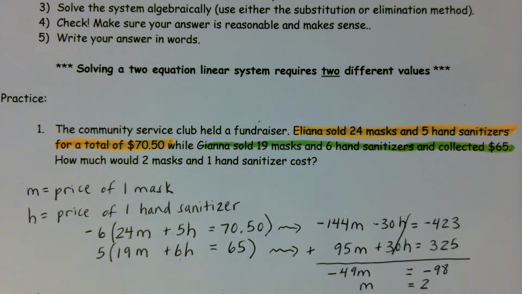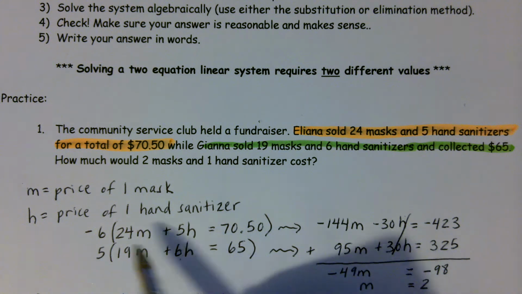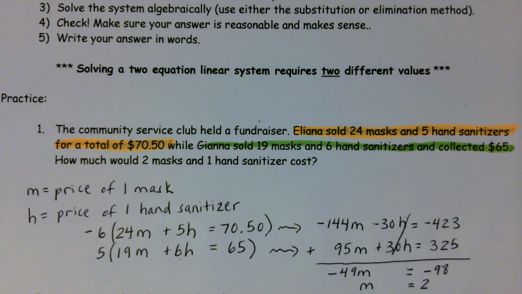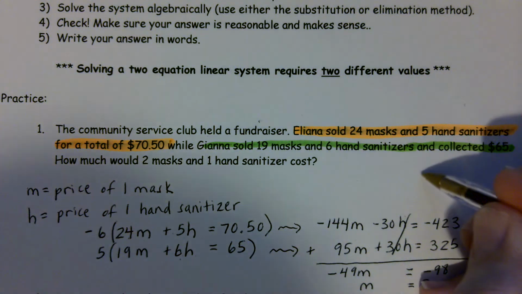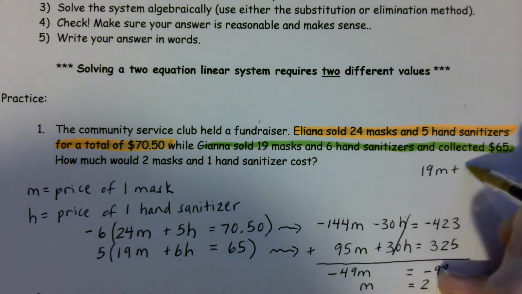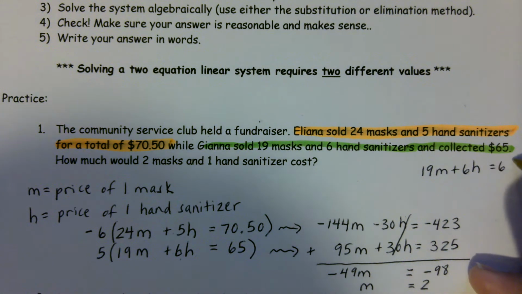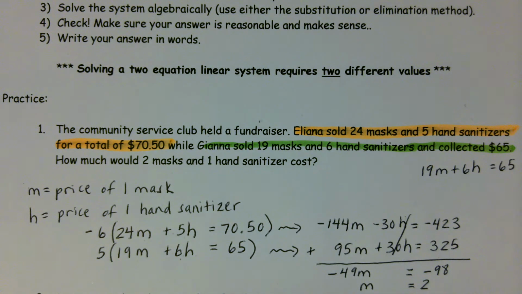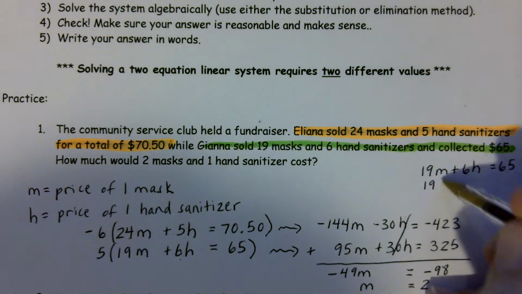Now that I know that M equals 2, I can go back to any one of these original equations, substitute 2 in place of M, and then I'm able to solve for H. So let me use this equation, but remember, it's going to work for either equation we use. So I'm going to write this again, 19M plus 6H equals 65. In place of M, I'm going to put 2.